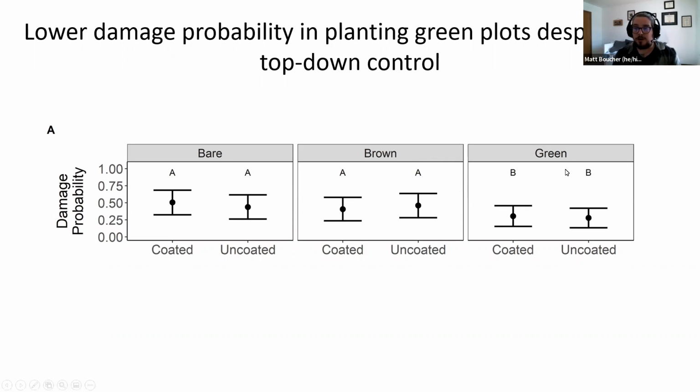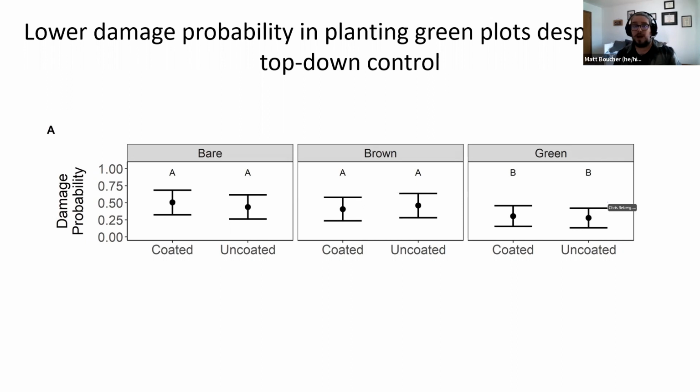So what you see here, and these indicators mean that this is statistically lower than all of these. So our planting green treatments have a lower damage probability, and they're roughly equal between coated and uncoated seeds, which is a potential area to save farmers money by reducing the use of coated seeds, and was kind of the impetus for us choosing to not use naked seed in our CE2 experiment, which we'll get to in a few minutes here.